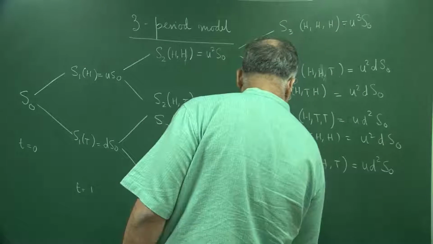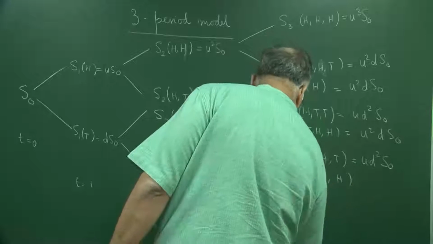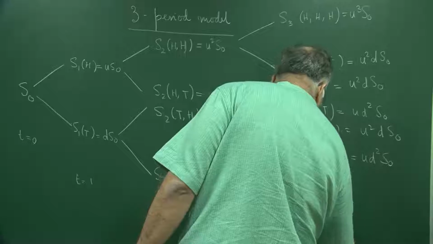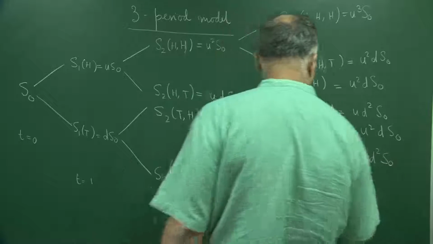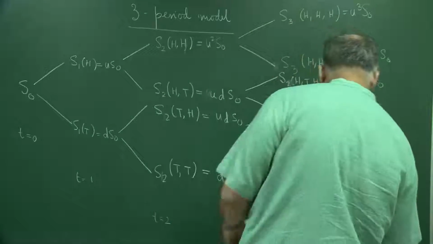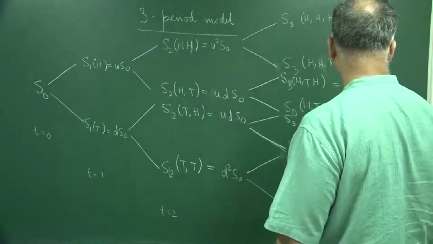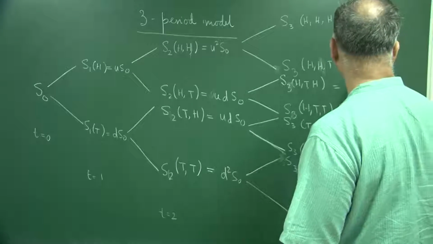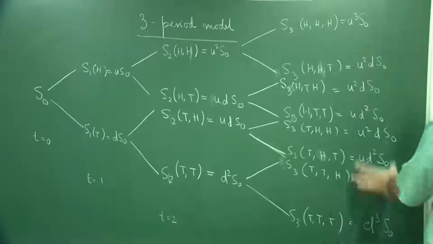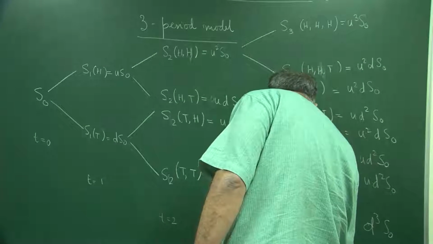Similarly, here you will have S3 TTH, S3 TTT. So, what you will have? Here you will have U D square S0, and when you go down you have D cube S0. Then U D square S0, U square D S0, and so on. So, you see that 3 batches of same value, and these are with the cubes. So, this is the case for time t equal to 3.